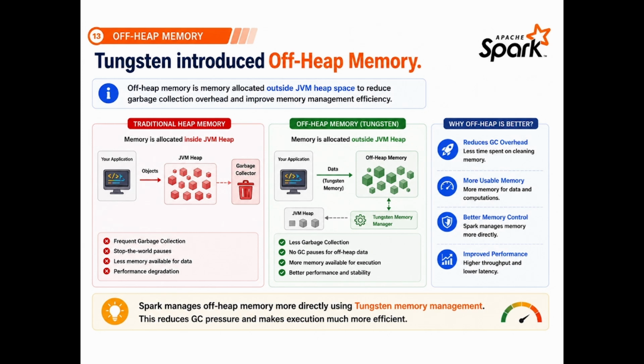Pillar 2, off-heap memory. Normally, Spark stores data inside the JVM heap. The JVM heap is convenient, but it comes with a cost. The garbage collector periodically scans and cleans it. And when GC kicks in during a large job, everything pauses. Off-heap memory solves this by letting Spark allocate memory outside the JVM heap entirely. Spark manages it directly. No garbage collector involved. Less pausing, more processing.